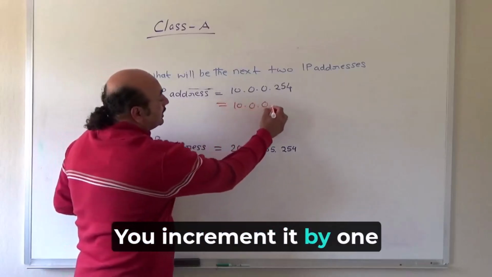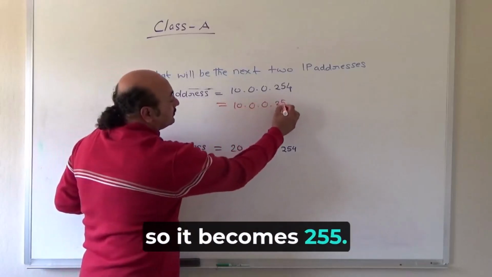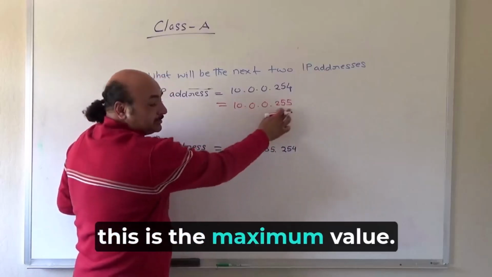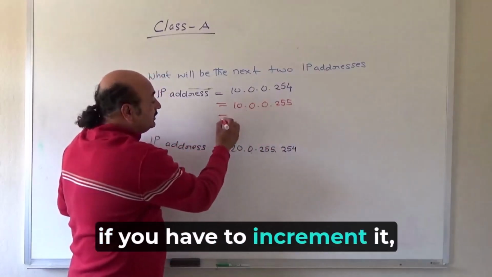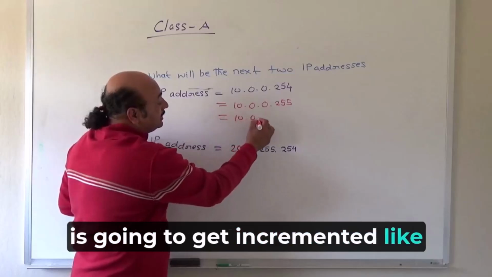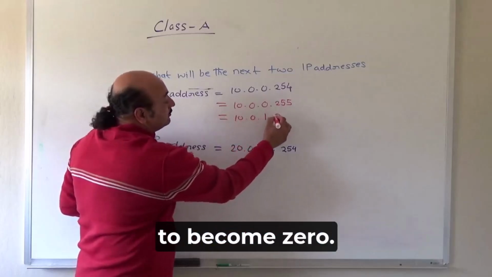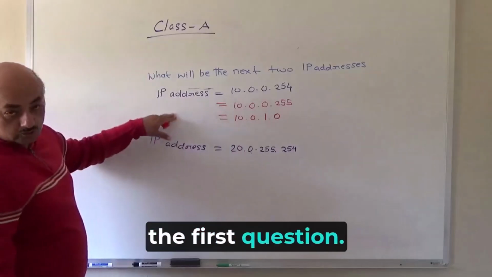You increment it by 1, so it becomes 255. Now remember, this is the maximum value, so the next one, if you have to increment, the byte before it is going to get incremented like this, and this is going to become 0. So this is the answer for the first question.